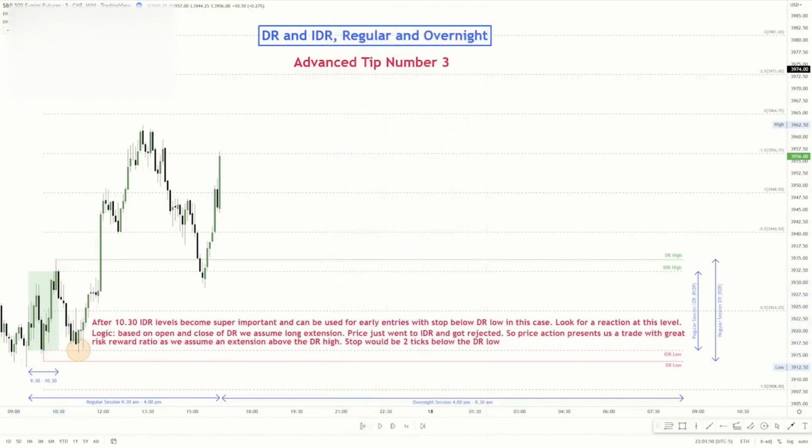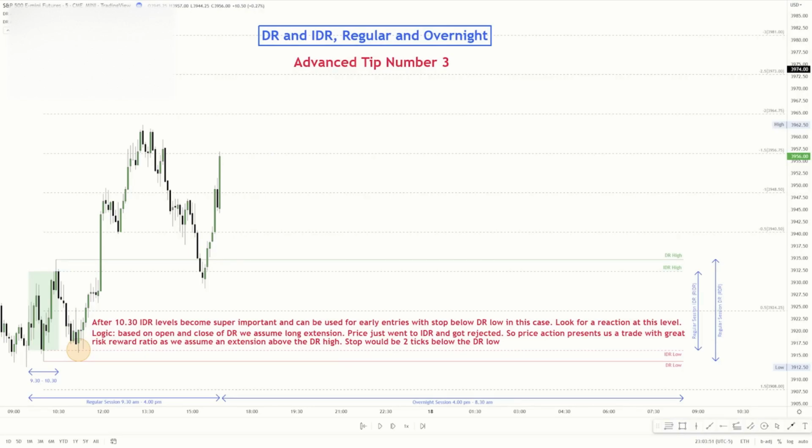Advanced tip number 3. As soon as the DR is finished, the IDR levels become super important for the trading session. If you spend some time watching price action with this model, you will see how the algo is playing around these levels. If you see a reaction at these levels in the direction of your bias, it's almost every time worth considering a trade entry.